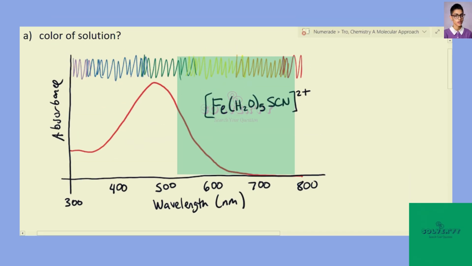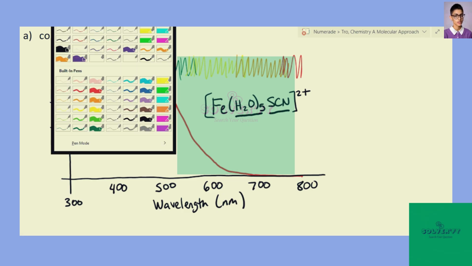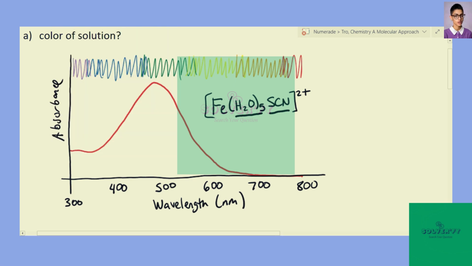In this question, we're given the absorption spectrum of this iron complex containing 5 water ligands and 1 thiocyanate ligand. First, we want to know the color of the solution of this complex. And for that, we need to look at the spectrum and notice that the maximum absorption takes place right here in what seems to be the green region of the electromagnetic spectrum.